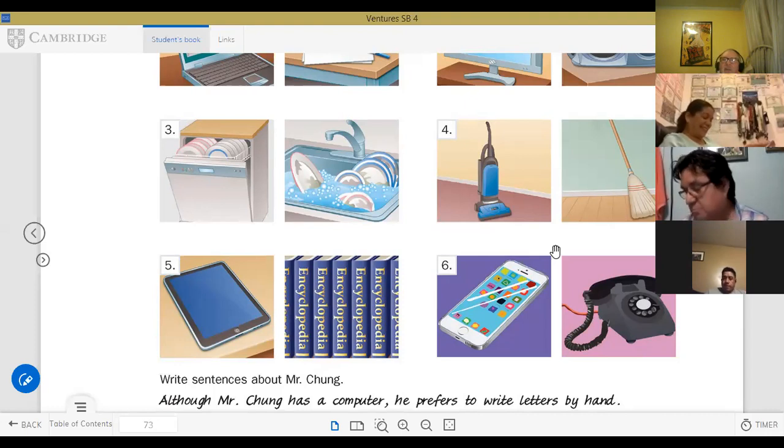Now the next one is about cleaning the floor, right? He's got a nice vacuum, but what does he prefer? The broom, right? So what can we say? Even though he has a nice vacuum, he prefers to use the broom. Even though he has a nice vacuum, he prefers to use the broom. Okay.